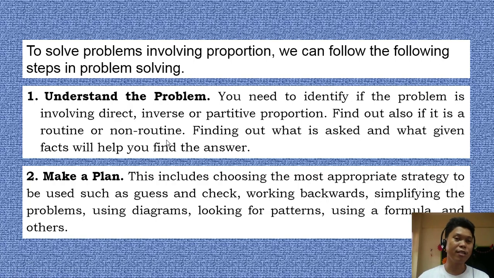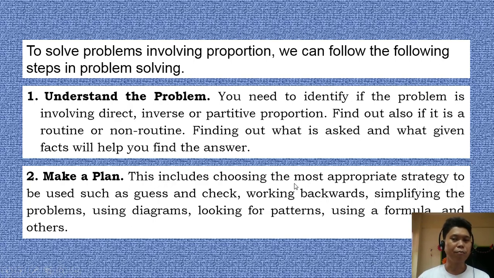Okay? Kapag sinabi natin routine, yung madalas nating na-encounter na problem. Kapag non-routine naman, yung medyo mahirap, mas challenging, and walang direct na solution or immediate solution na maibibigay mo. So finding out what is asked and what is given or what are the given facts will help you find the answer. Pangalawang step naman is making a plan.